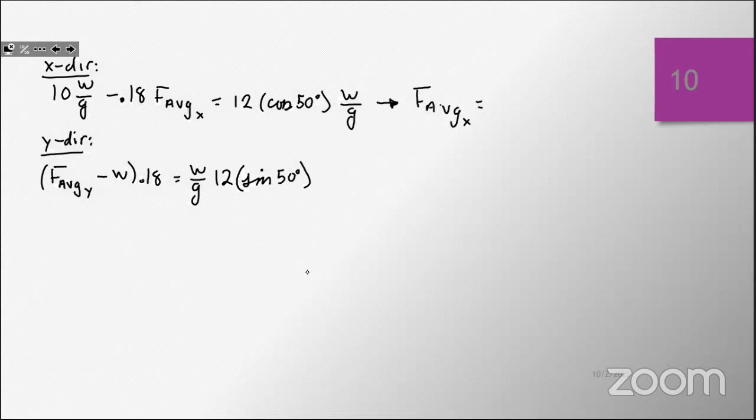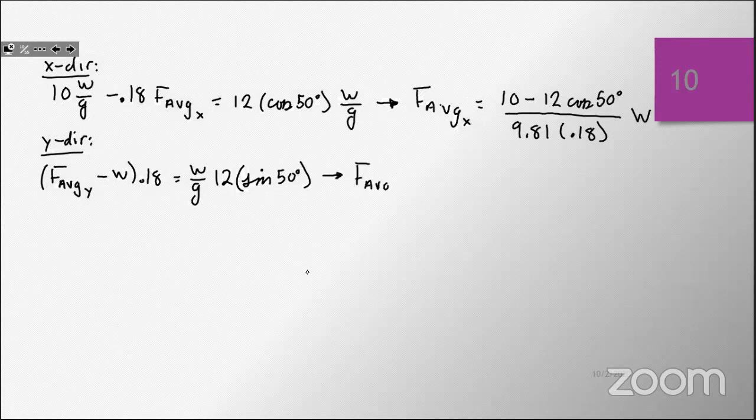What do I've got? Well, I've got to move a bunch of stuff over, right? So I'll end up with 10 minus 12 cosine 50 degrees divided by 9.81, which is gravity, times 0.18. That whole thing times the weight. I can likewise solve this for F average in the y. And I'll get W plus 12 sine 50 divided by 9.81 times 0.18 times W.